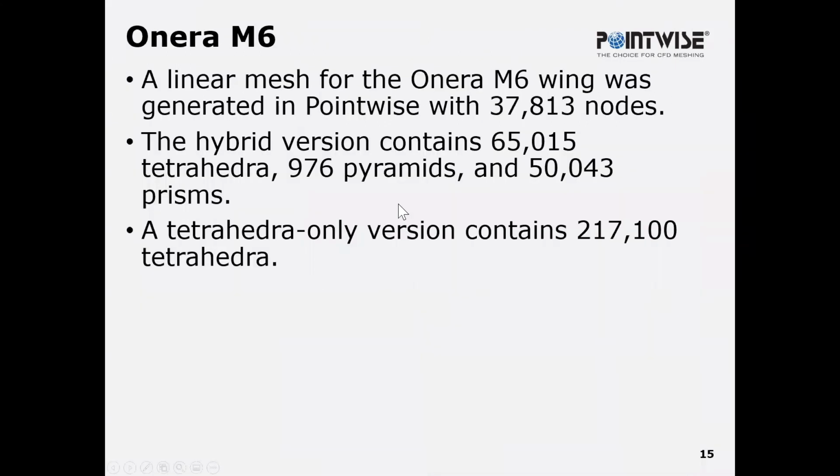So just moving on to a somewhat more complicated test case, which is the ONERA M6 wing. Again, you start with a linear mesh that's created in Pointwise, which has 37,000 nodes. It's a hybrid mesh, so again it consists of triprisms off the walls, then tetrahedra going to the far field, and some pyramids as well. There's also another version where it's a pure tetrahedral mesh containing over 200,000 tetrahedra.